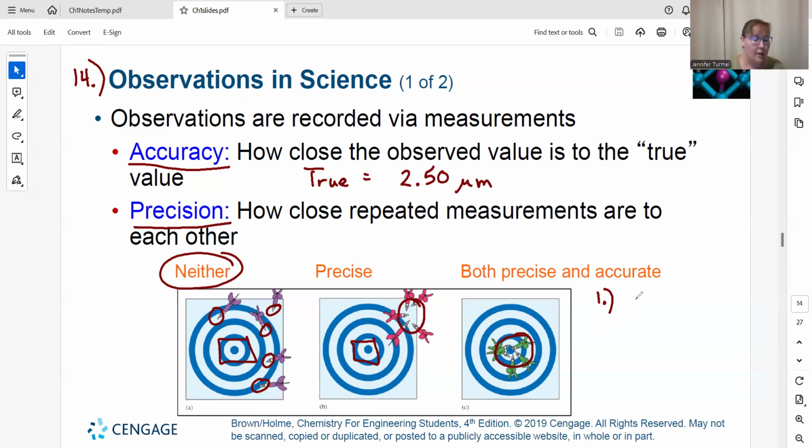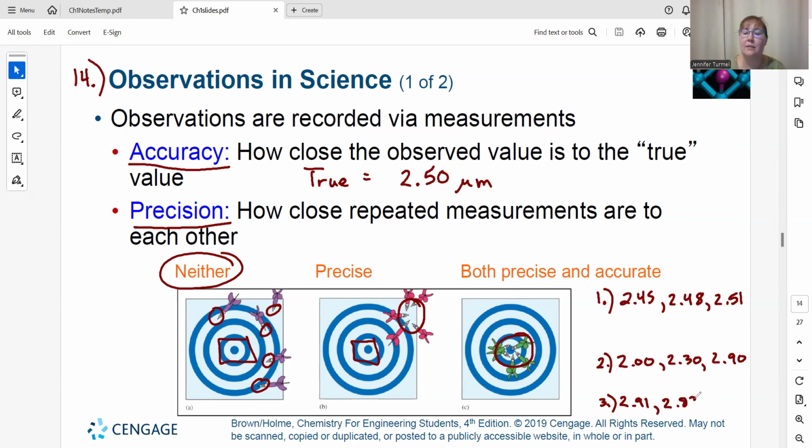Trial 1 is 2.45 and 2.48 and 2.51. And trial number 2 is 2.0 and 2.3 and 2.9. And that was trial 2. Trial 3 is 2.91 and 2.89, I'm looking at my notes, and 2.93. So here are our three trials, and let's take a look.